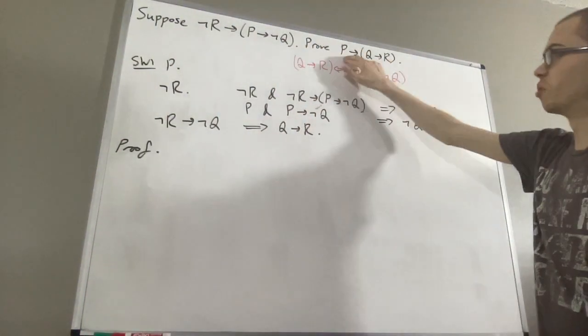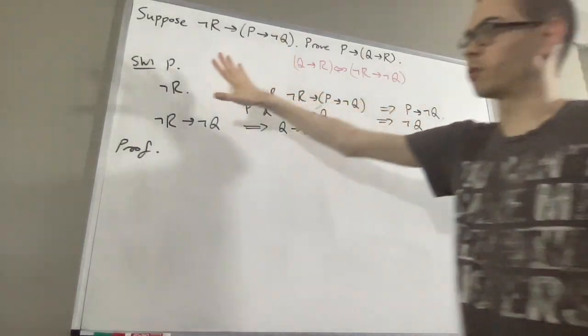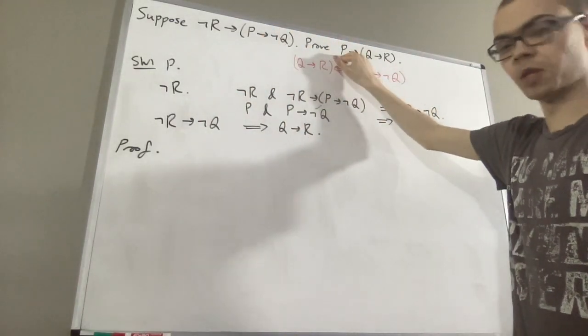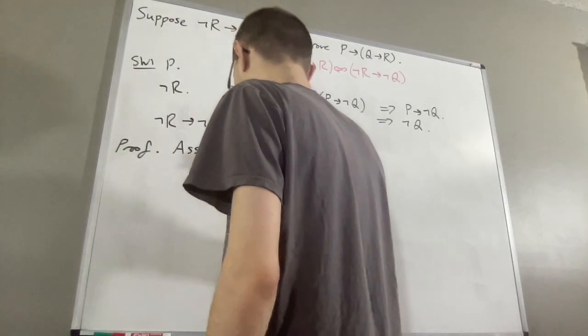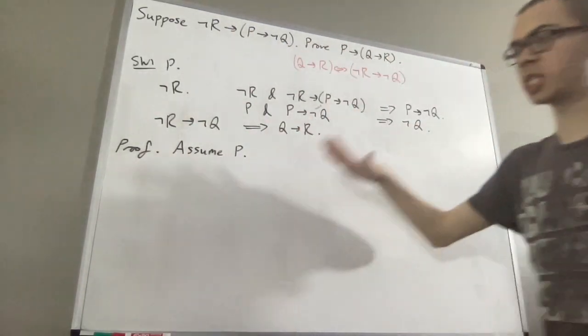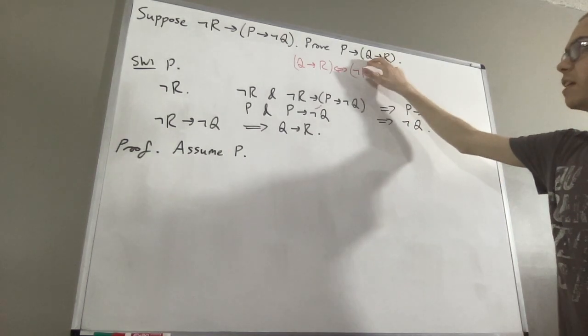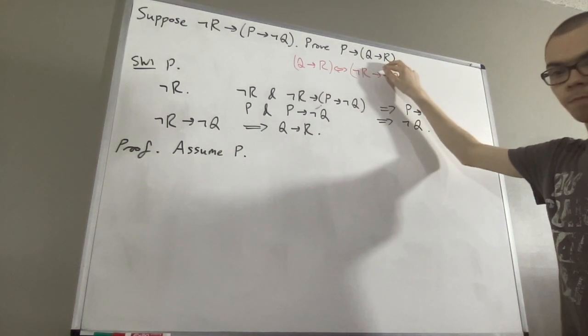Remember, the whole goal was to prove this statement. And the way we did that was we made the assumption that P is true. So that's the first thing we're going to write in our proof. Assume P. From here, we are going to logically deduce that if Q is true, then R is true.